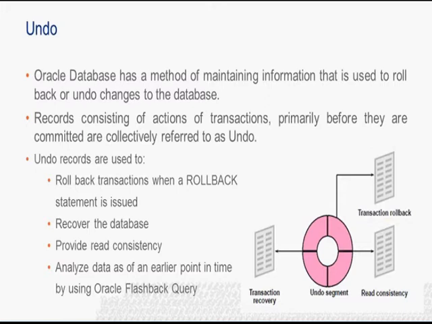Transaction rollback. When a transaction modifies a row in a table, the old image of the modified column is saved in the undo segment. If the transaction is rolled back, the Oracle server restores the original value by writing the values in the undo segment back to the row.